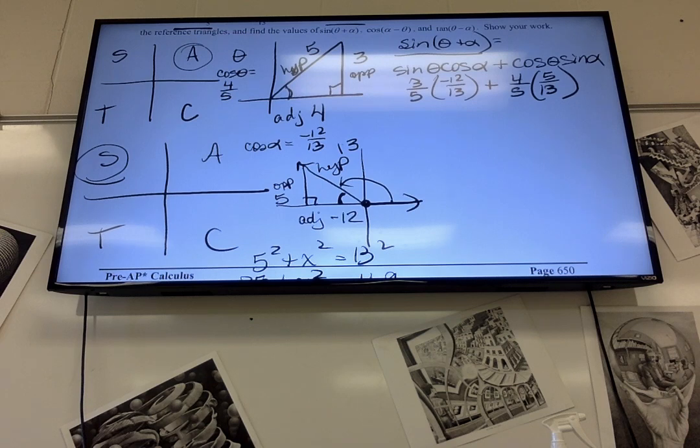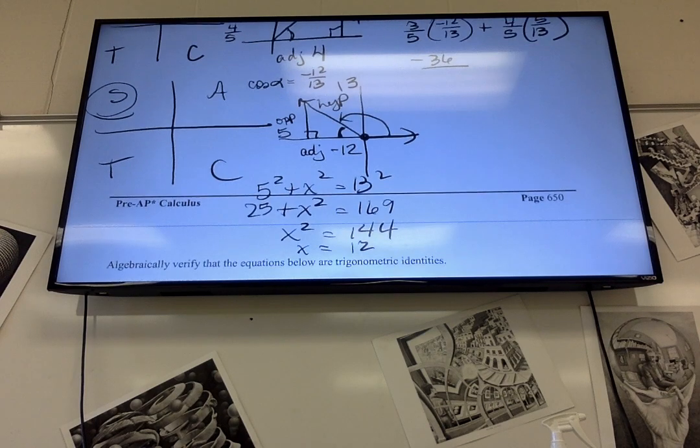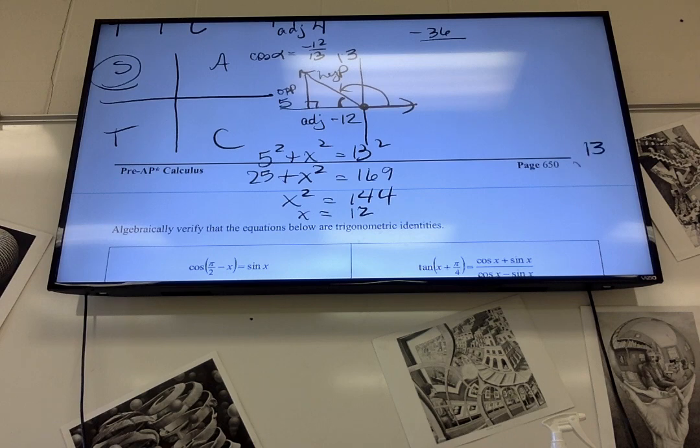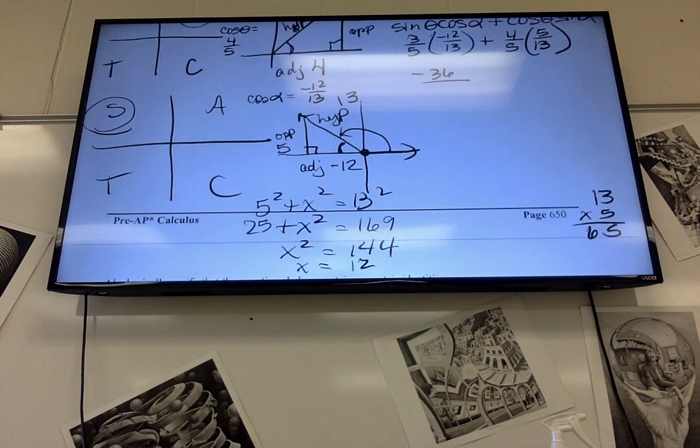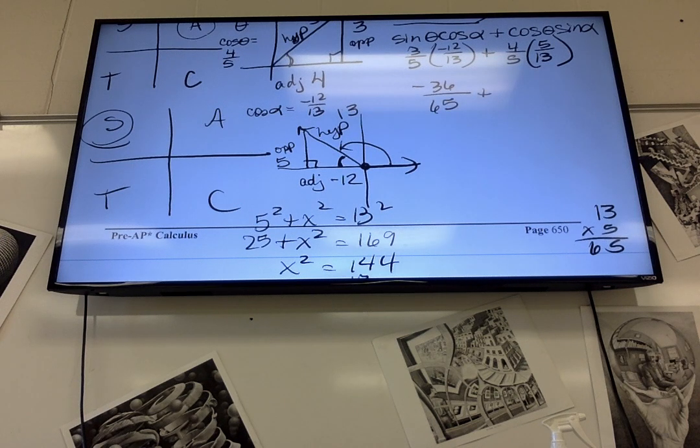Now, let's see. Resist the urge to cross cancel because you want a common denominator. You're not going to have a common denominator if you cancel those fives. So you get negative 36 over whatever 5 times 13 is. Let's see, 13 times 5, 65. Plus top times top, 20 over 65. Common denominator. What's negative 36 plus 20? There you go. That doesn't reduce. There's our answer. So we can figure that out without even knowing what the angle was.